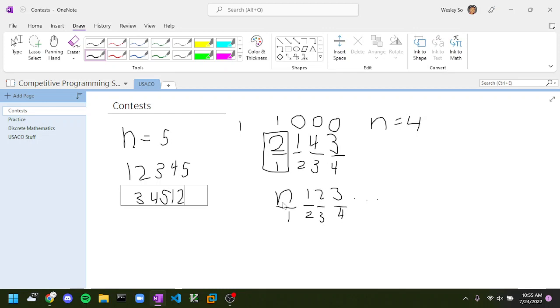And so n over 1 is always going to be weighted, so this will always be weighted. And so the answer will always be 1. The minimum weight will always be 1, no matter what.